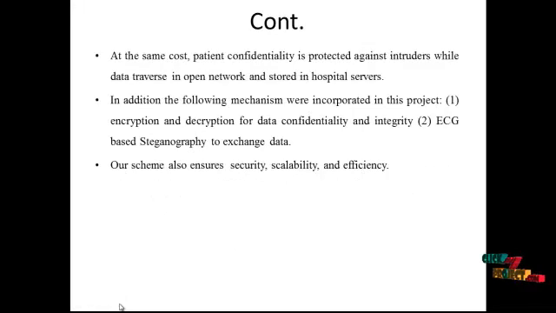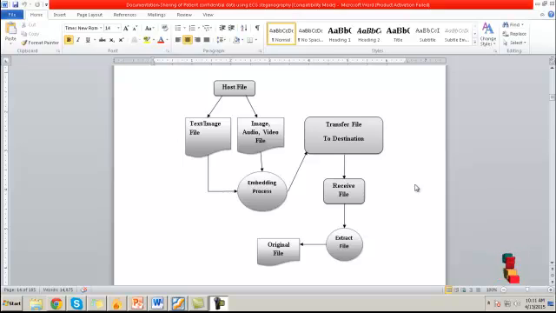At the same cost, patient confidentiality is protected against intruders while data travels in an open network and is stored in hospital servers. In addition, the following mechanisms are incorporated in this project, such as encryption and decryption for data confidentiality and integrity, and ECG based steganography to exchange data. Our scheme also ensures security, scalability, and efficiency. This is the flow diagram of our process.